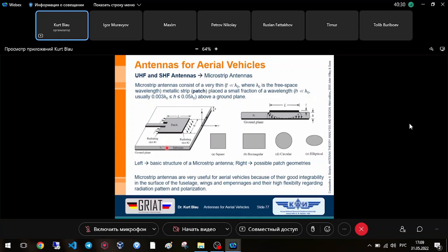And you can imagine if you have to realize a very large antenna array consisting of a lot of such elements, let's say 24 by 24 elements.